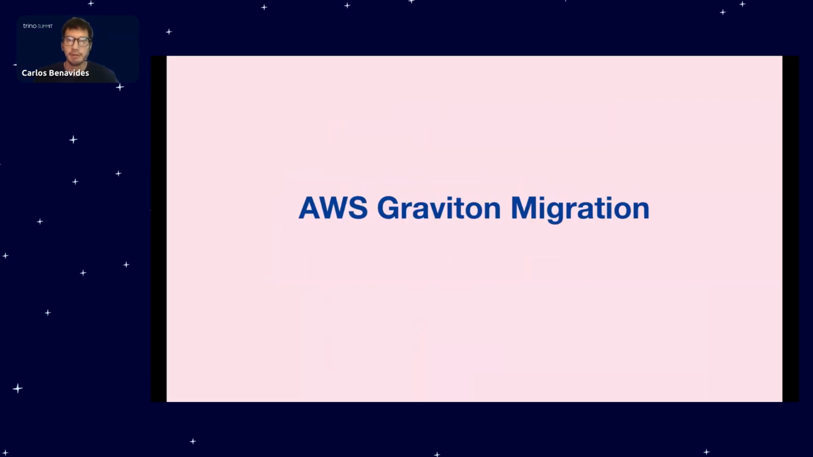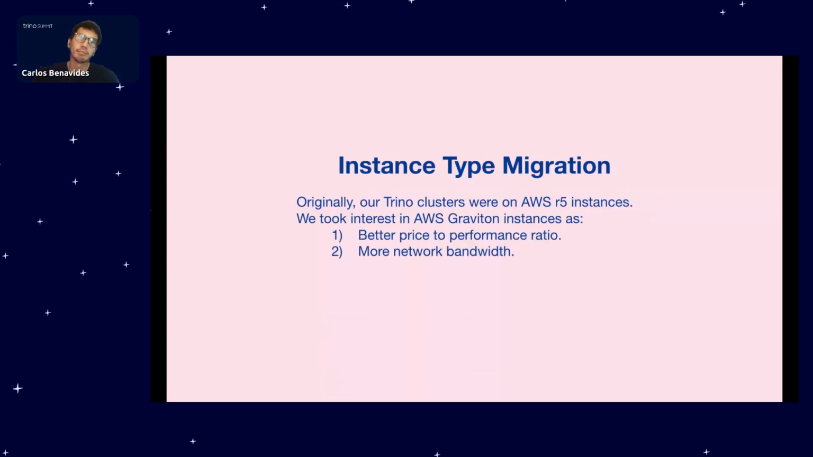Now we'll talk about our first optimization, migrating our Trino clusters to AWS Graviton instances. Originally, we were using AWS R5 instances for our Trino clusters back in early 2022. We looked into switching from this instance type to AWS Graviton instances, as AWS Graviton instances offer a better price to performance ratio, and the newer generation instances offer more network bandwidth.